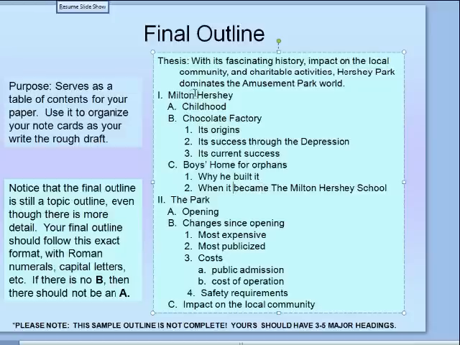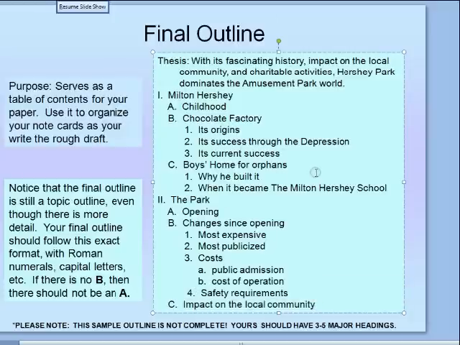So once they've talked about Milton Hershey in the beginning part of their paper, they're going to move on to the actual park, the opening of the park. Then they're going to move on to the changes since it opened, most expensive, publicized, and the costs. Notice on the cost, they're going to talk about the public admission and the actual cost of operation. They're going to end with safety requirements, and the last thing, the impact on the local community. So you can see how their paper is organized.